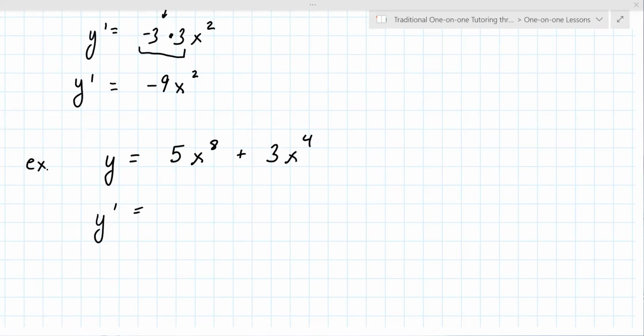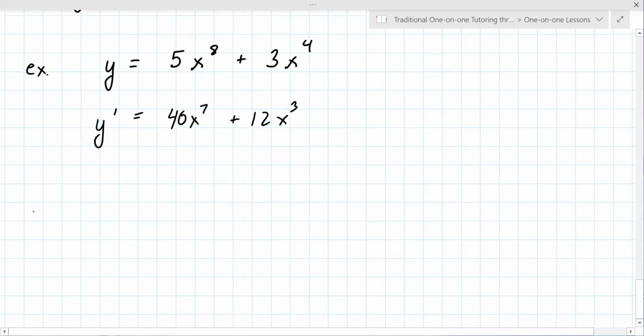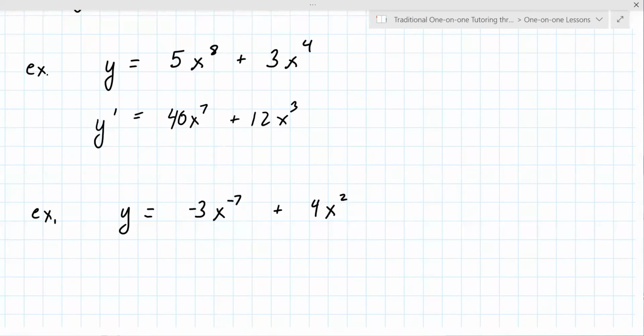All right, so here's the final answer: 40x to the 7th plus 12x cubed. Great. So now we're going to play this game where I'm going to give you the more difficult one. So let's say it's -3x to the -7 plus 4x squared. Okay, so try this one on your own, please.